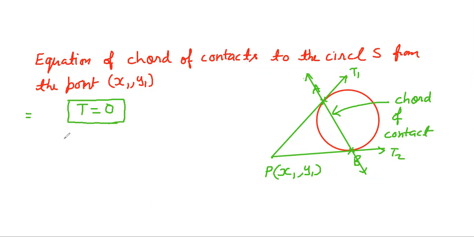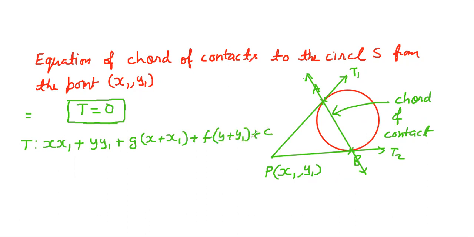What is the equation of tangent to the circle? T you know very well. T is x x1 plus y y1 plus g (x plus x1) plus f (y plus y1) plus c. Now put this equal to 0. Put the value of T, and you get the equation of chord of contact to the circle.